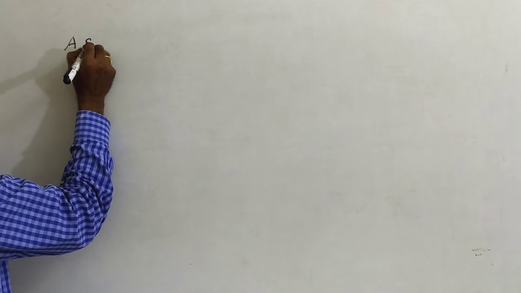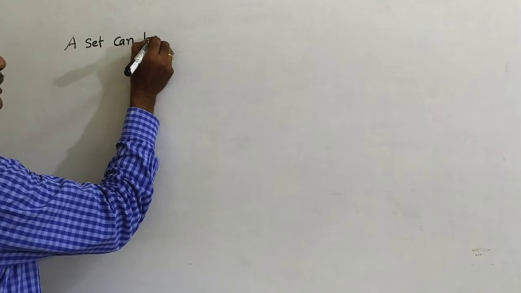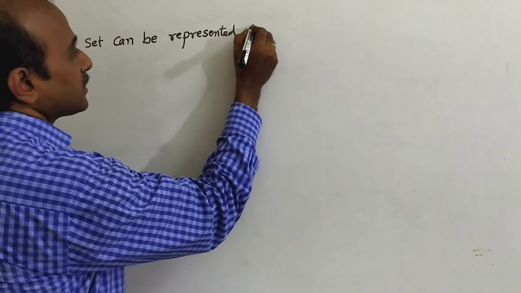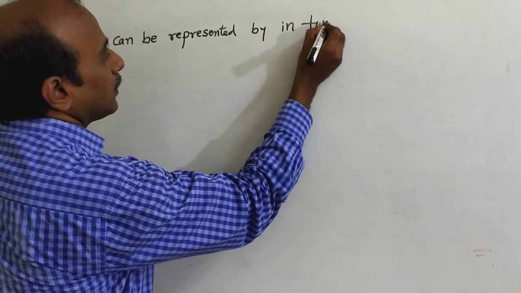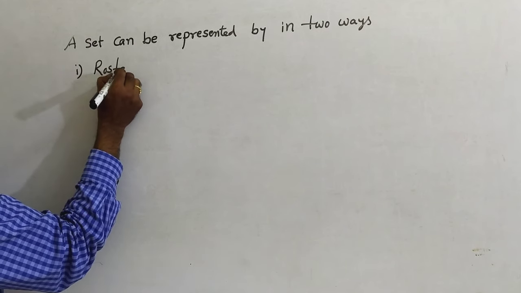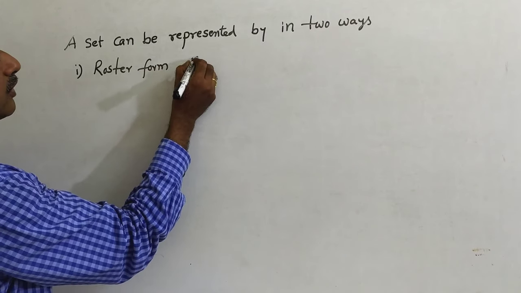A set can be represented in two ways. One is the roster form, another one is the set builder form. What is the roster form? The elements in the set we write in flower brackets. In set builder form, the elements of a set we describe by some common property. I will write on the board. A set can be represented in two ways. One is roster form. Second one is set builder form.